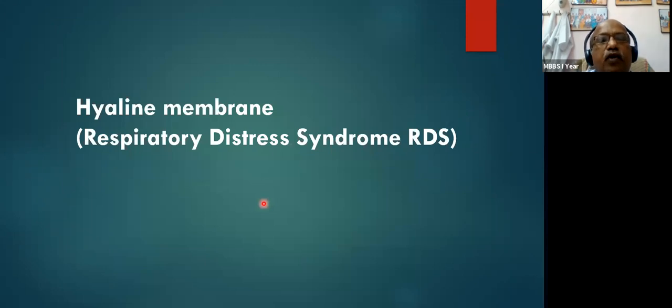This I already told: hyaline membrane disease or respiratory distress syndrome. If there is failure of formation of your type 2 alveolar cells, there won't be surfactant. As we don't get surfactant, there will be collapse of the lung. So the secretions present in the lung will form a membrane that is called the hyaline membrane. That's why it is otherwise called hyaline membrane disease.